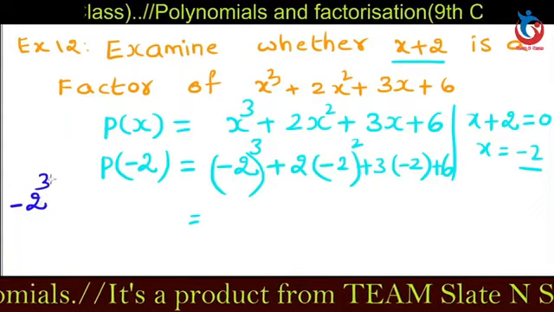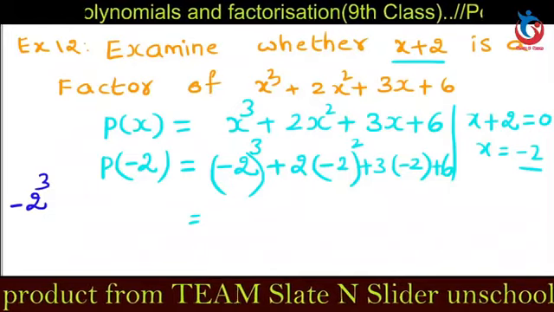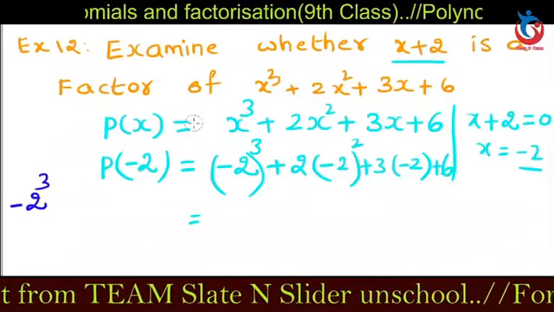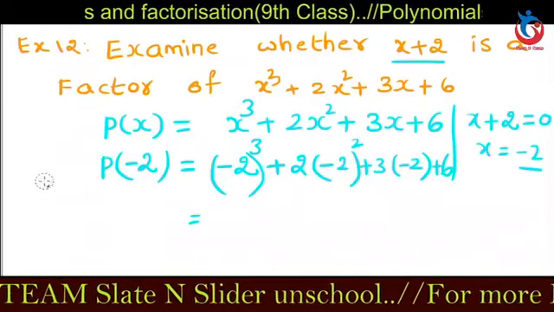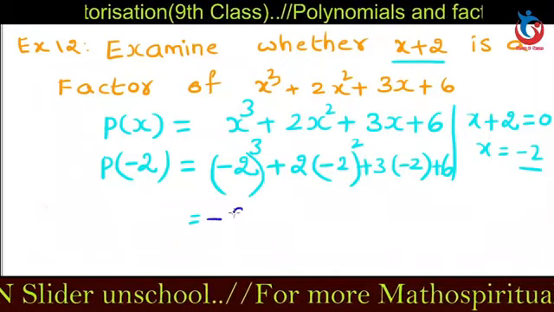But here what happened? This cube is only for 2, not for minus. So it's a wrong concept. So we have to keep the brackets whenever we get the negatives. If we have the positive number, then no problem. So minus 2 cube means that is minus 8.